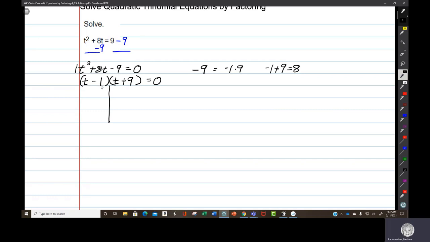Okay. Now this is what we do. Take each factor. This is a factor of that trinomial, each of these. T minus 1, T plus 9, they're binomials. They're binomial factors of t squared plus 8t minus 9. We set each one equal to 0. Then we solve each of these little equations. I add 1 to both sides. Negative 1 plus 1 is 0. So I have t equals 1. And over here, I subtract 9. I subtract 9. T equals negative 9.